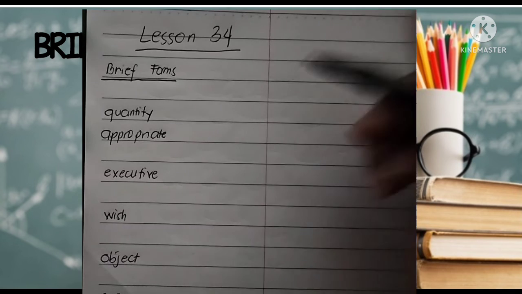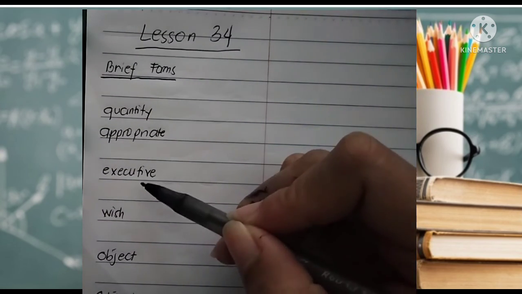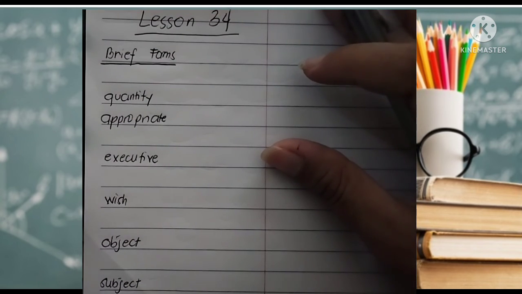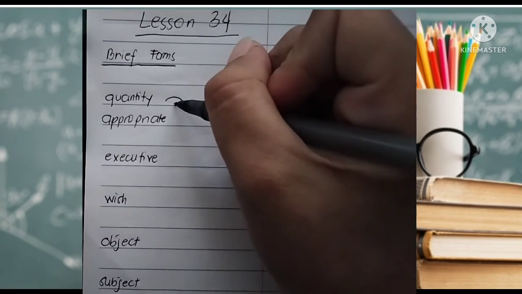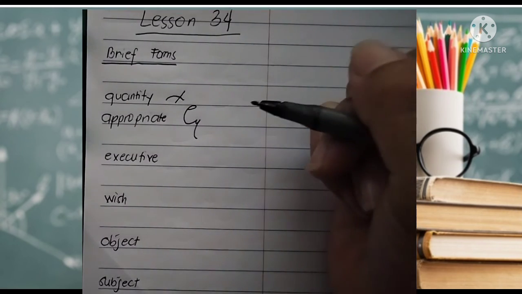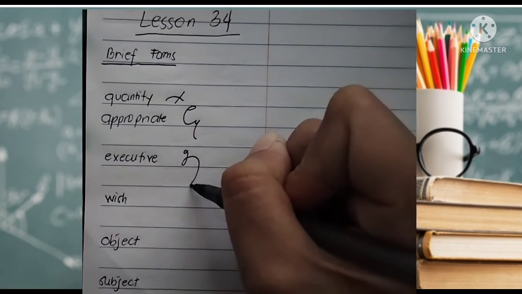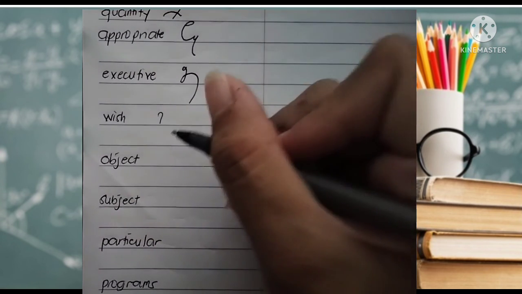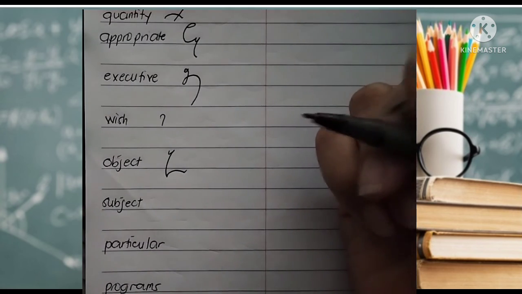Let me show you the eight brief form words: quantity, appropriate, executive, wish, object, subject, particular, and programs. Let me show you how to write the brief forms of these words. Quantity, appropriate, executive, wish, object, subject.